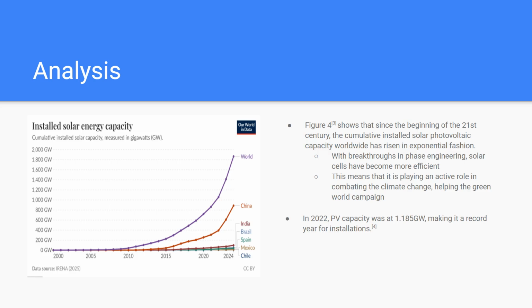And through this graph here, we can see that since the beginning of the 21st century, the cumulative installed solar PV capacity worldwide has risen in exponential fashion. This is due to the breakthroughs in phase engineering. Solar cells have become more efficient. This means it's playing an active role in combating climate change. And in 2022, PV capacity was at a bit more than a gigawatt, making it a record year for installations. This is just a statistic here to show that it's becoming more recognized around the world.